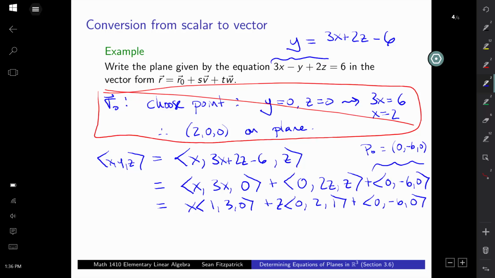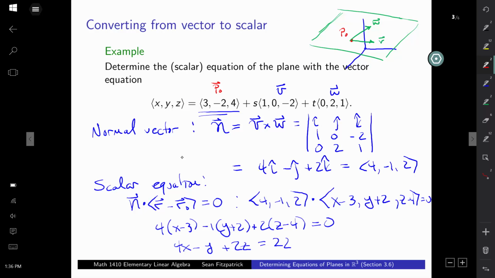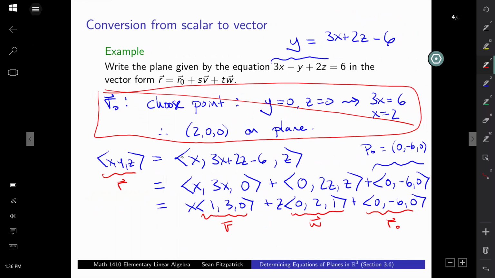And so this first vector here is going to be my v. This one is going to be my w. I'm using x and z instead of s and t, but you'll notice I still have this form. And this is my r naught here. Here is my r. So I've got things into that same form that we saw on the previous slide: r equals r naught plus s times v plus t times w. We just have to set x equal to s, z equal to t, and we've got it.